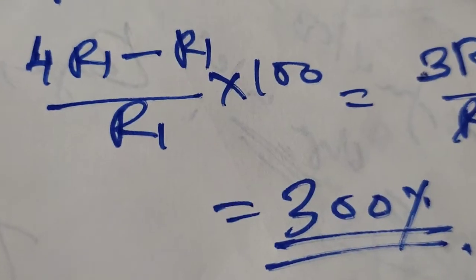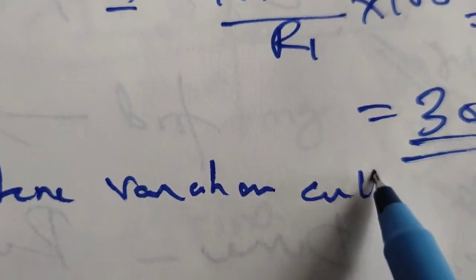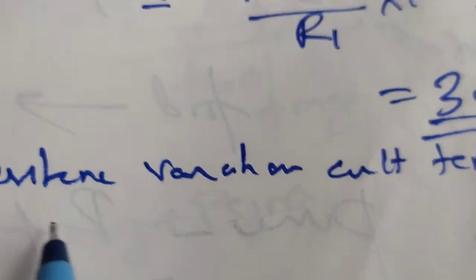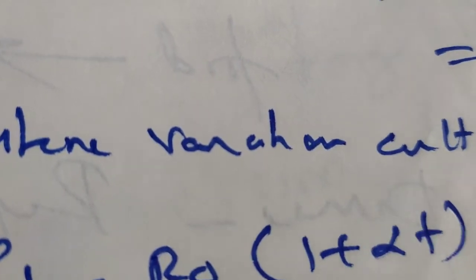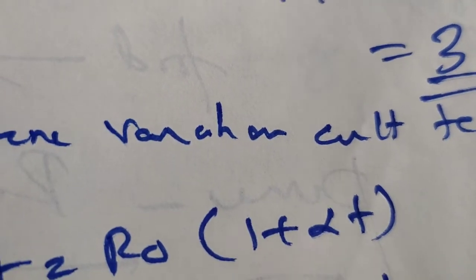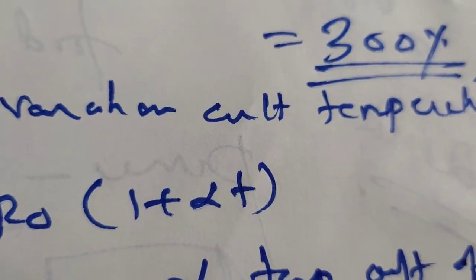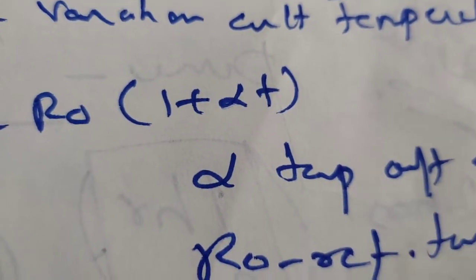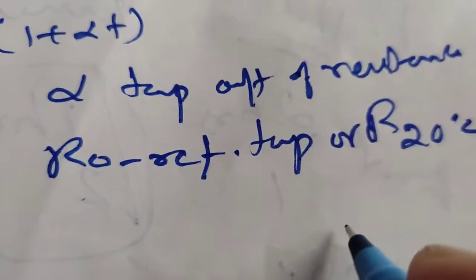Now resistance variation with temperature. The equation is RT equals R0 into (1 plus alpha T). Alpha is the temperature coefficient of resistance. R0 can be a reference temperature, such as R20, at 20 degrees centigrade, which can be the normal temperature also.